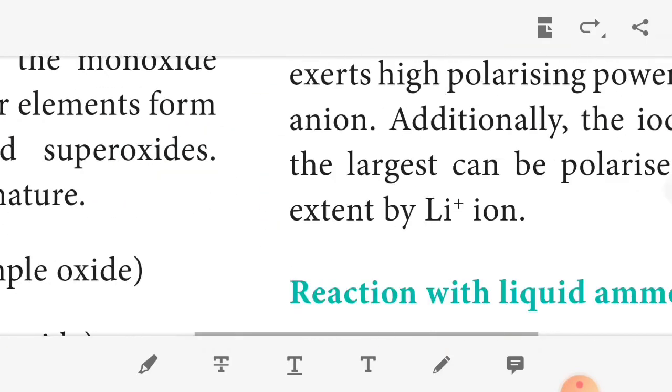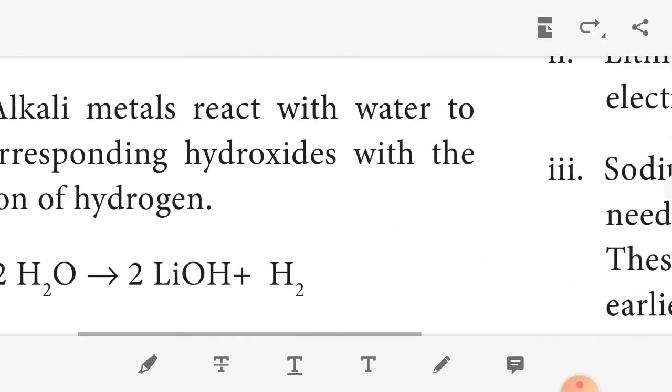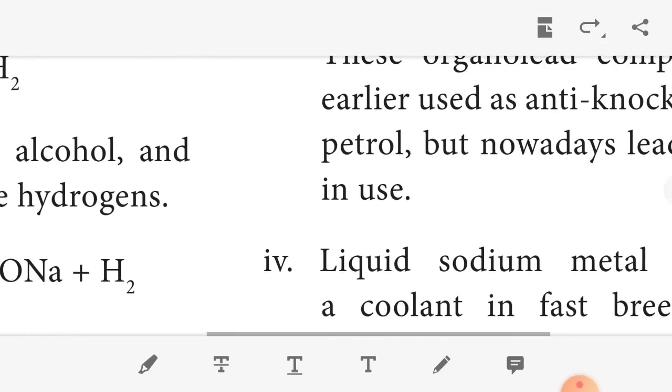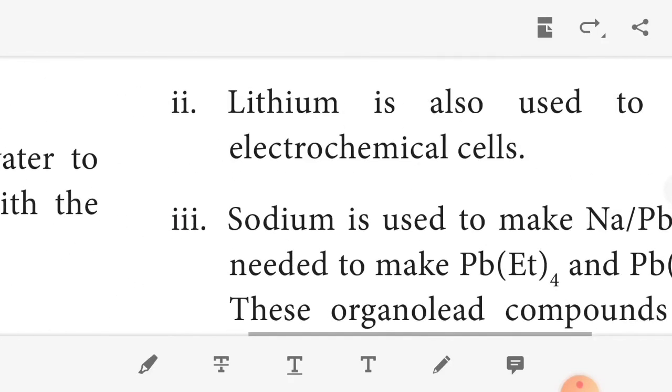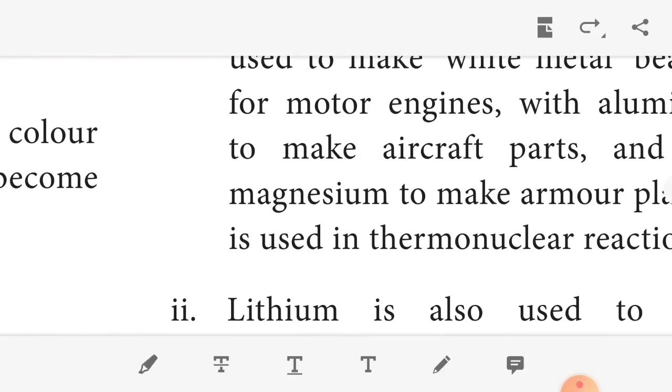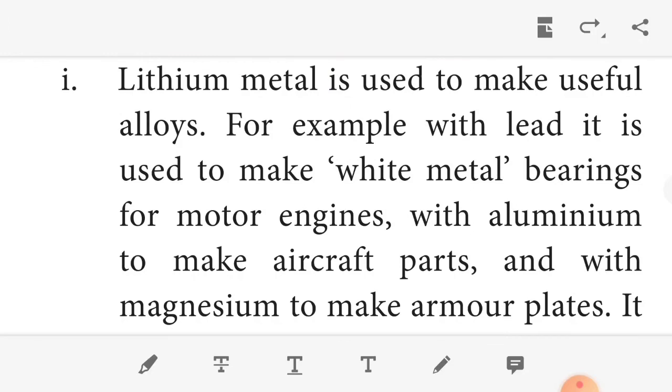Okay. The last one is uses of alkali metals. The first is lithium metal. Here there are 7 uses. It may be asked for 2 marks or 3 marks, so you can write at least 3. The first use: lithium metal is used to make useful alloys. For example, with lead it is used to make white metal bearings for motor engines, with aluminum for making aircraft parts.